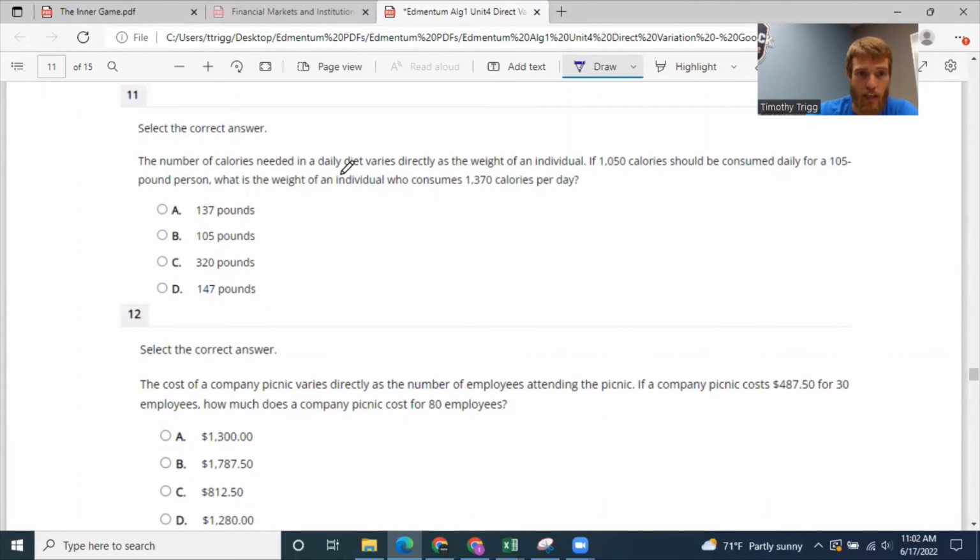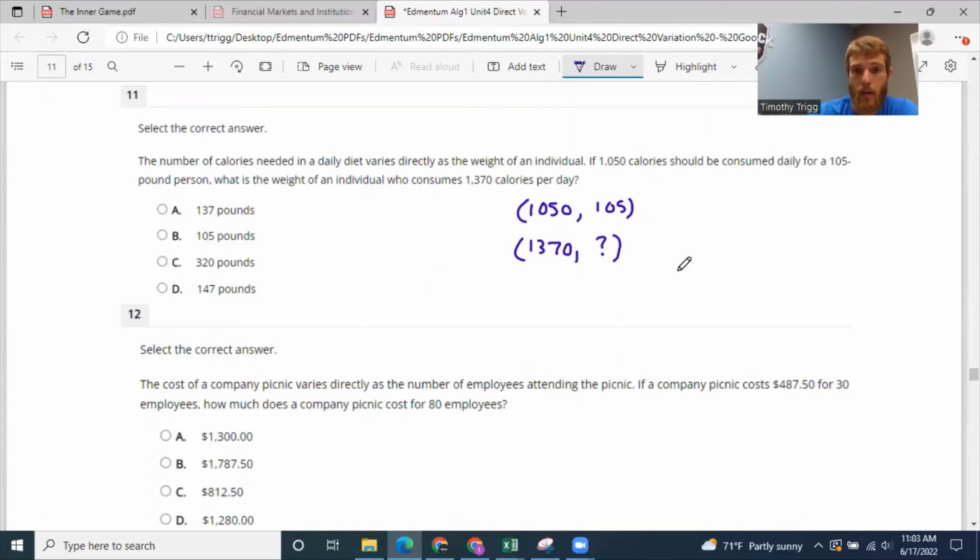The number of calories needed in a daily diet varies directly with the weight of an individual. If 1,050 calories should be consumed by a 105-pound person, so we could say 1,050 calories for a 105-pound person. What is the weight of an individual who consumes 1,370 calories? So we need to know what's their weight in this case.